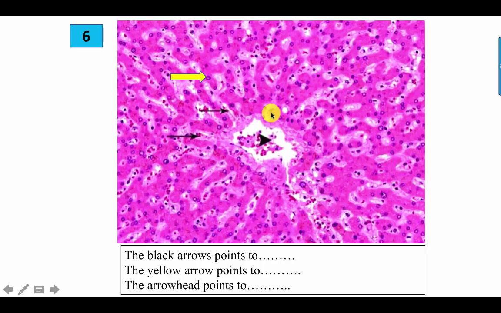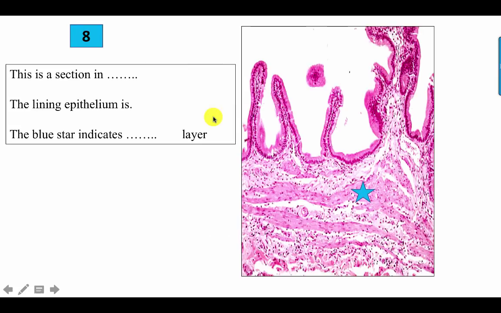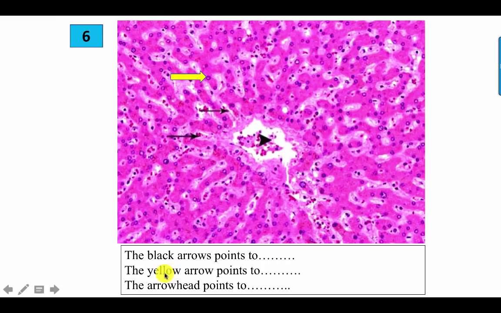Now this the picture for the liver, characterized by this central vein and the blood sinusoid and the hepatocyte. Here we have the black arrows pointing to the blood sinusoids, showing these RBCs, the spaces between the hepatic plates. And here we have the yellow arrow points to the hepatocytes, and the arrowhead points to the central vein containing here remnants of blood.